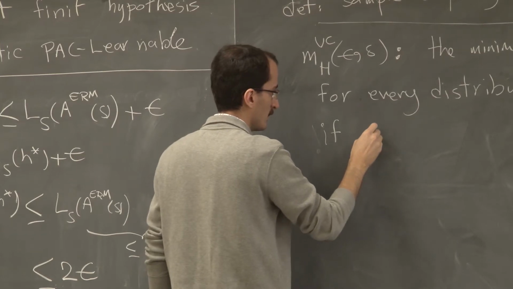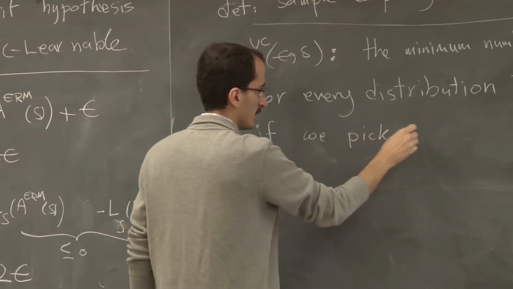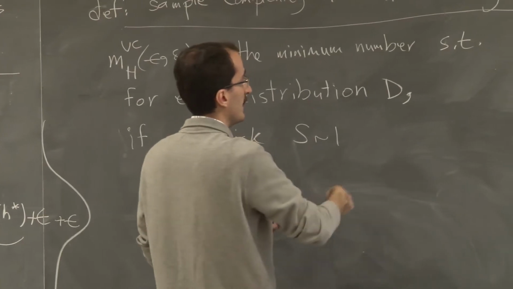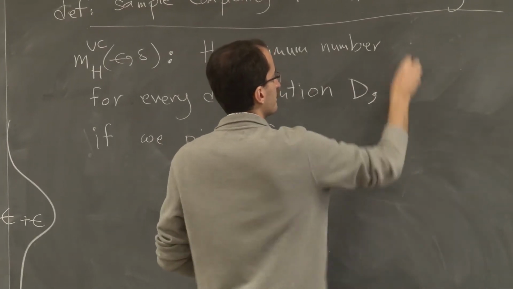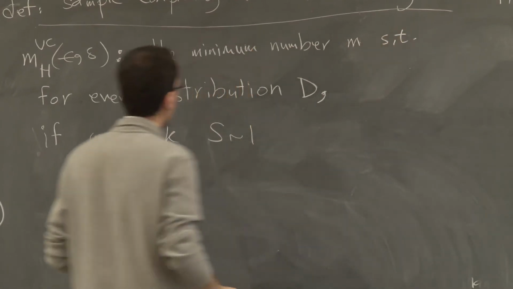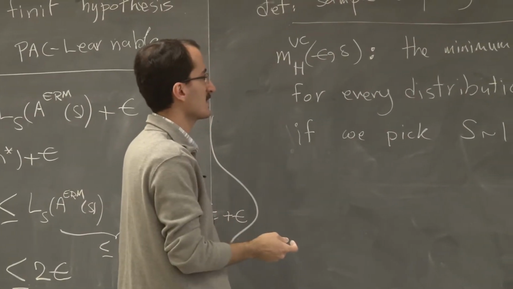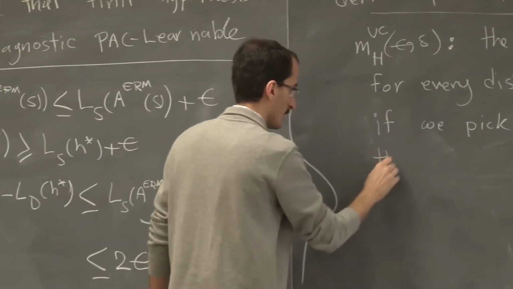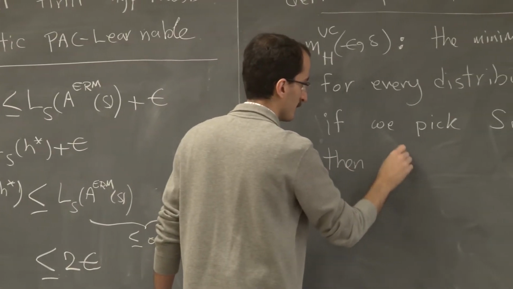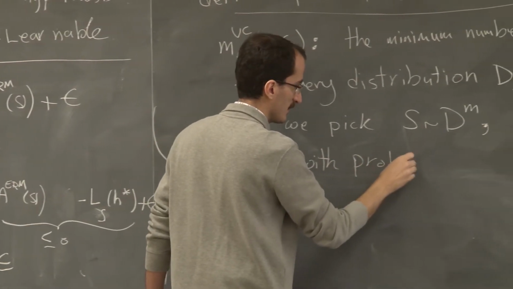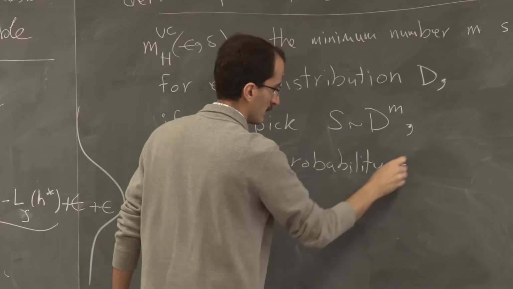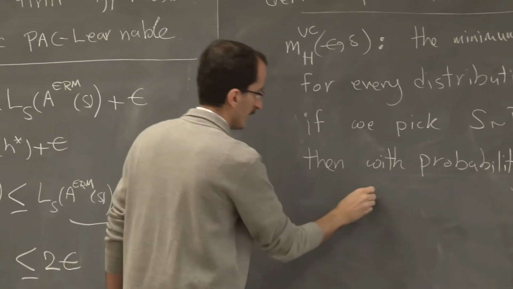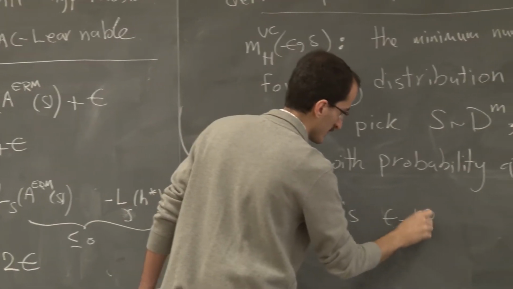if we pick a sample of size, so let me define it, the minimum number m such that for every distribution D, if we pick a sample of size m, then with high probability, with probability at least 1 minus delta, S is epsilon representative.